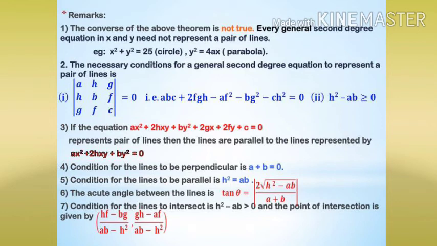Then again, the acute angle between the lines is given by tan theta is equal to 2 root of h square minus ab upon a plus b. And the last one: if the lines intersect each other, then h square minus ab should be greater than 0, and the point of intersection is given by (hf minus bg) upon (ab minus h square), which is your x coordinate, and (gh minus af) upon (ab minus h square), which is your y coordinate.